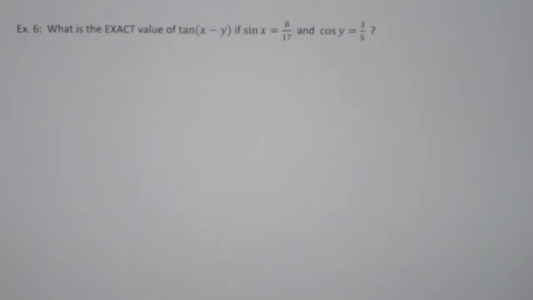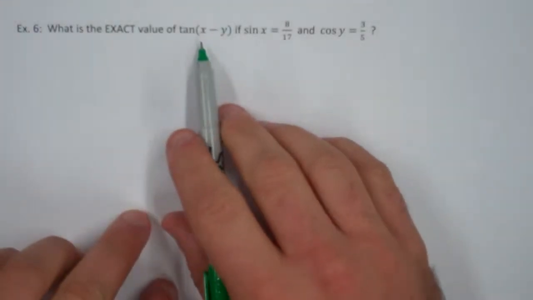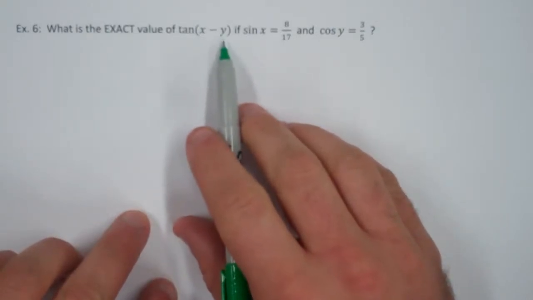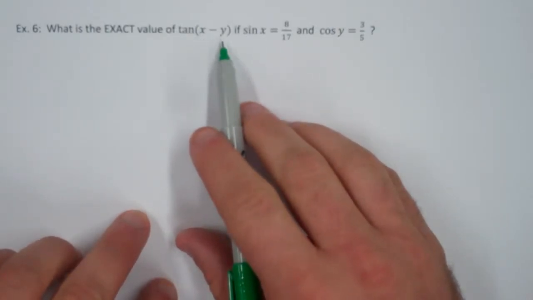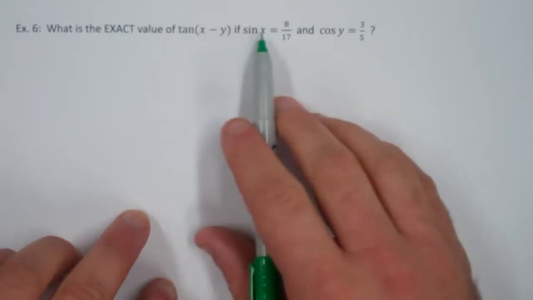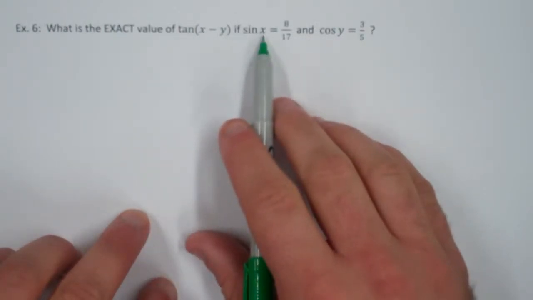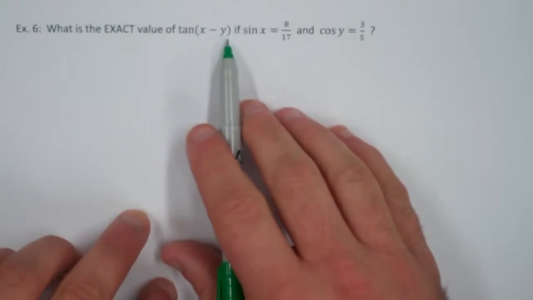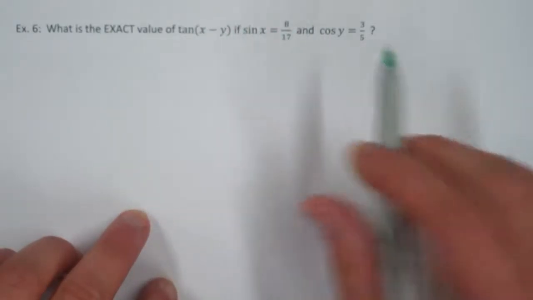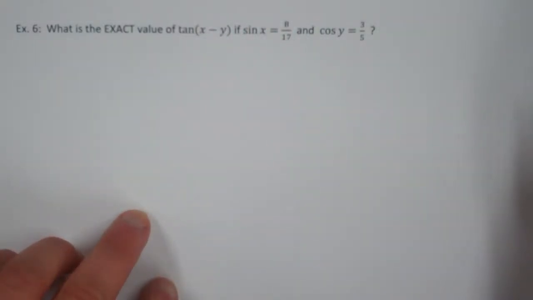In example 6, we want to find the exact value of the tangent of some angle minus another angle. If you prefer to use alpha and beta here, you could do that. Make sure that if x is the alpha here, then this x needs to be the alpha, and that'll be the beta. I prefer just to leave things as they are, less chance of making an error or getting confused.